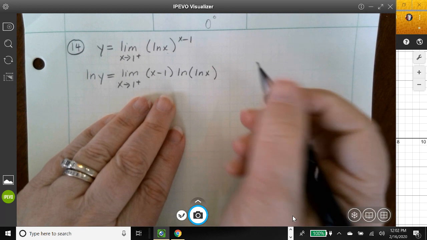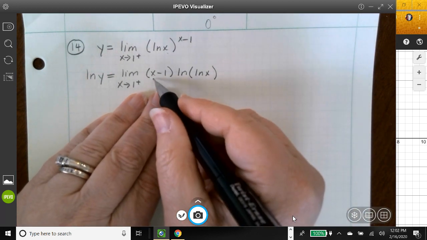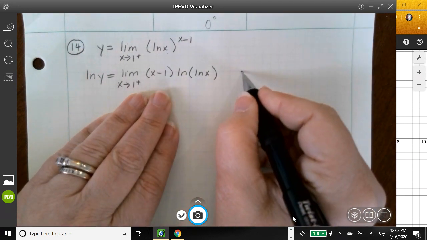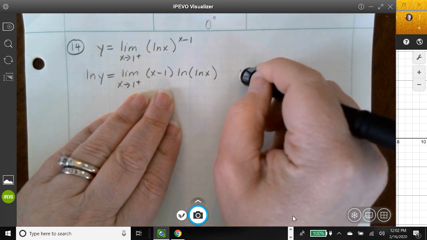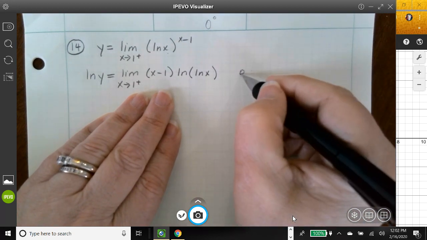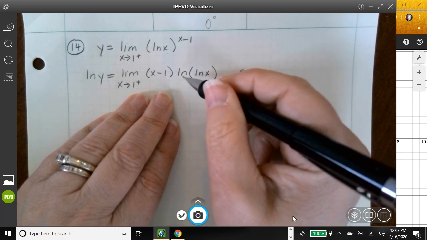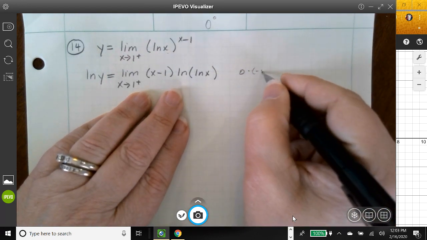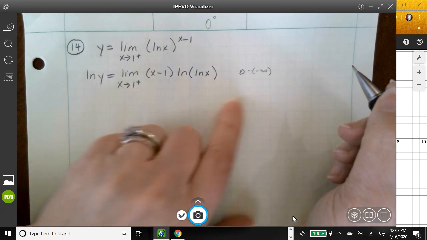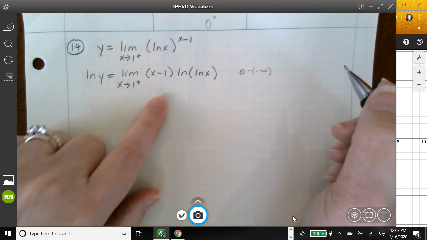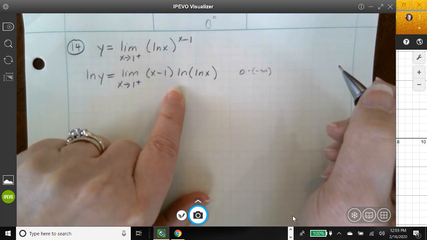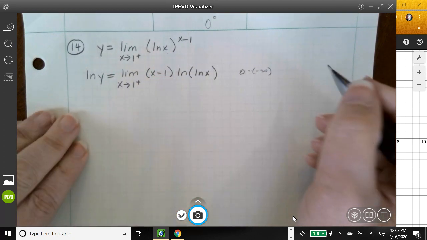All right, now let's see what this situation is. When I plug in 1, I get 0 times... well, I plug 1 into this natural log and I'm approaching 0, and the natural log of 0 is negative infinity. So the technique when we have 0 times infinity is to move something to the denominator, and I always choose to move the polynomial factor.